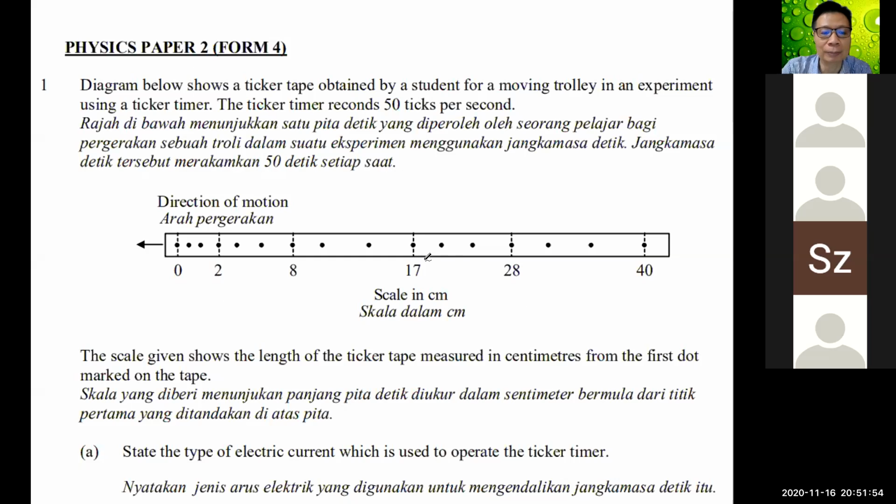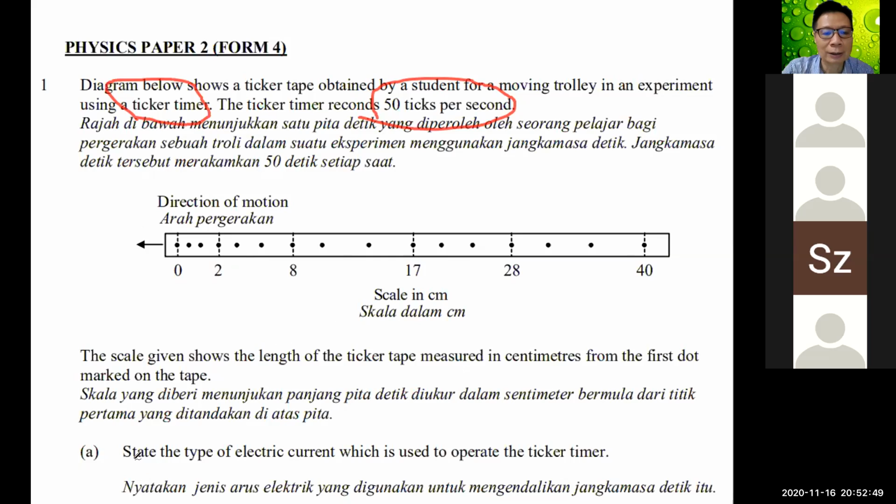Okay, come, let's answer the question. Diagram shows a ticker tape. You remember in chapter 2 or not, the ticker tape, okay? Obtained by using a moving trolley in an experiment using a ticker timer. The ticker timer records 50 ticks per second. In 1 second, you can punch the paper 50 times, very fast. Besides, you see here, 1, 2, 3, 4, there are so many. The scale given shows the length of the ticker tape, 2 cm, 8 cm, 17 cm, and so on.